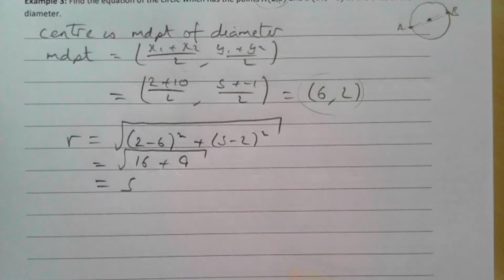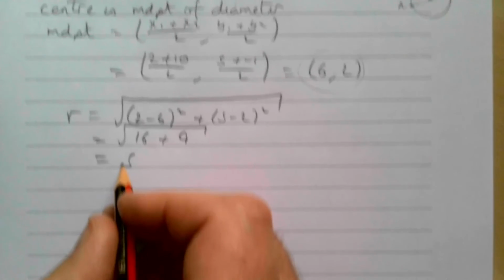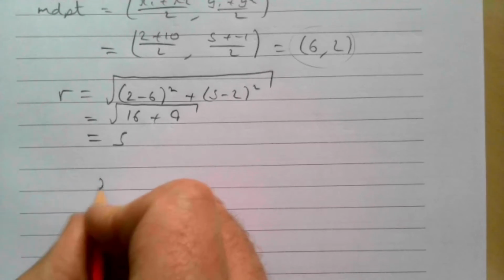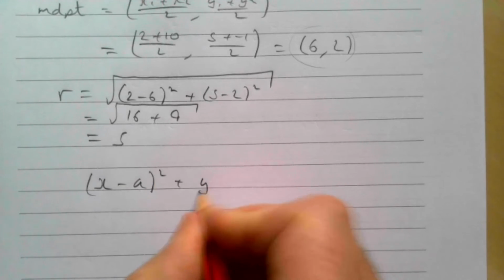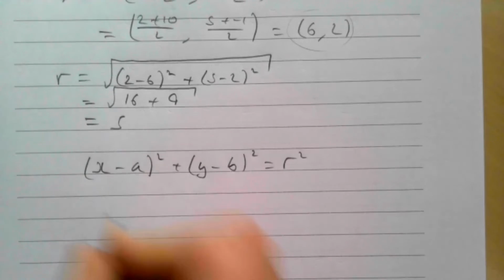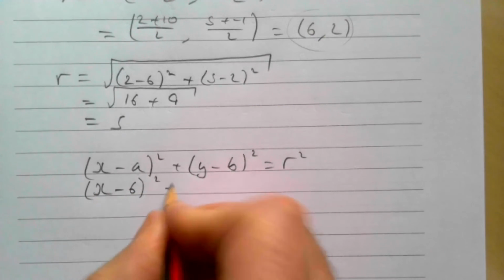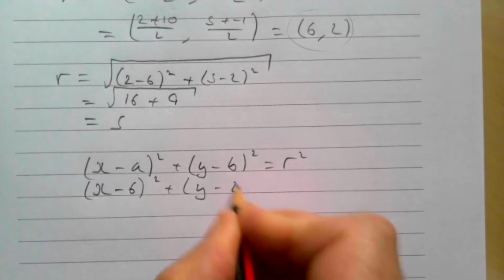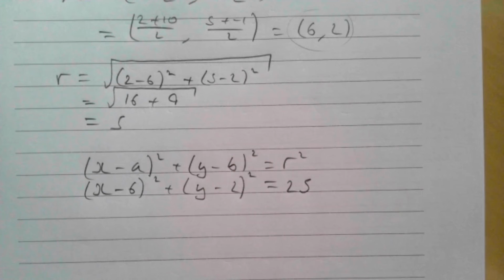So I have everything I need. I know the centre of the circle is (6, 2), and I know my radius is 5. So my equation of the circle is (x minus a) all squared plus (y minus b) all squared equals r squared. So I'm going to have (x minus 6) squared plus (y minus 2) all squared equals 25.